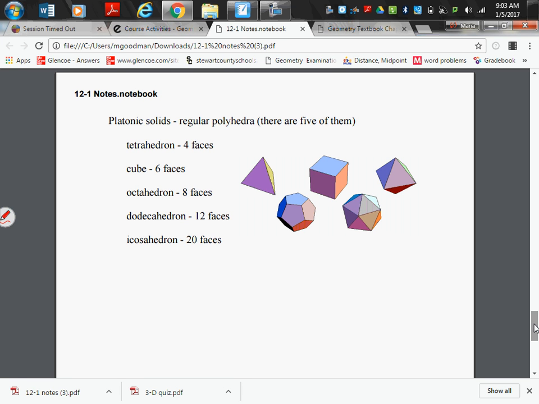Platonic solids. You have to know that there are 5 of them. What makes them special is that every side is congruent. Every face is the exact same size. They all have the same angles. So really that's all you have to know: there are 5 special solids that are called platonic solids.